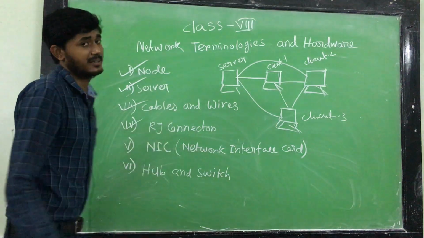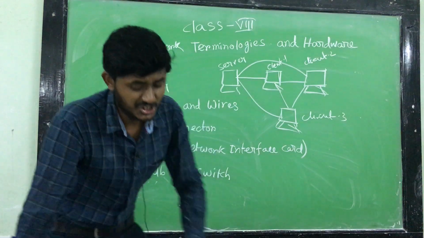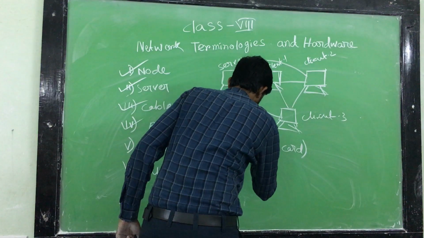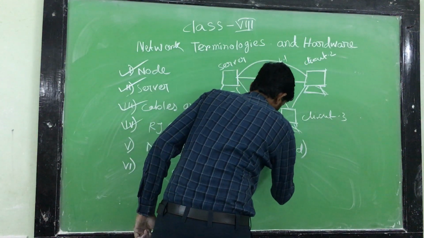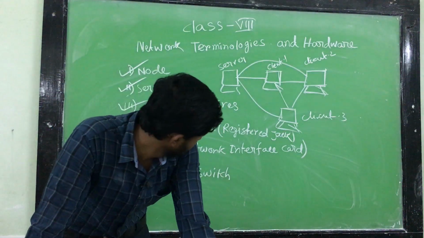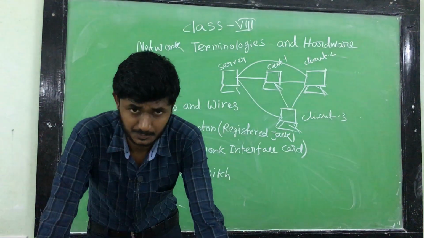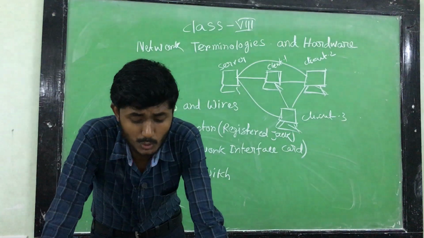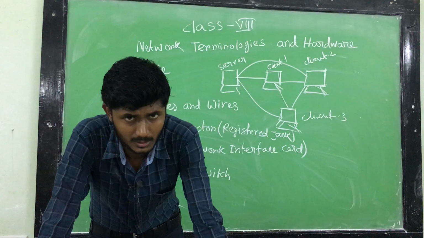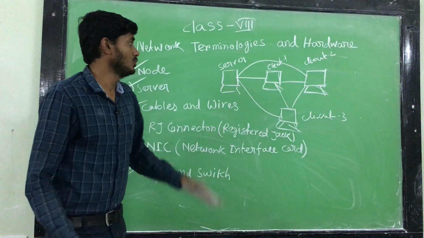Next one is RJ connector. What is RJ connector? RJ refers to registered jack. Registered jack. What is RJ connector? RJ connector is used to connect two computers or two devices. You can connect using RJ connector. We can easily connect two computers.